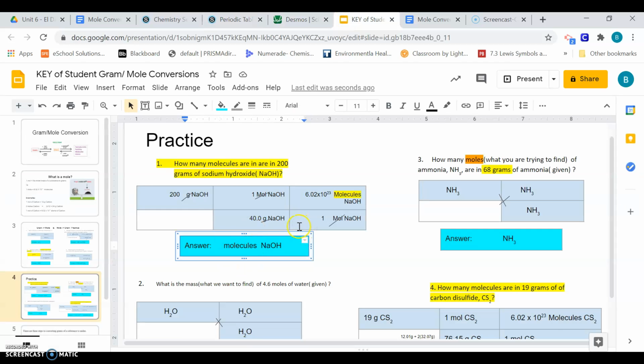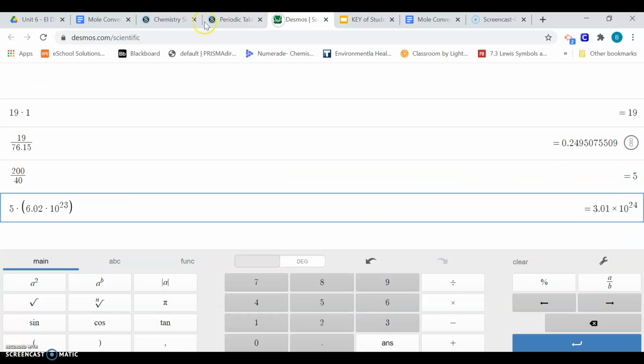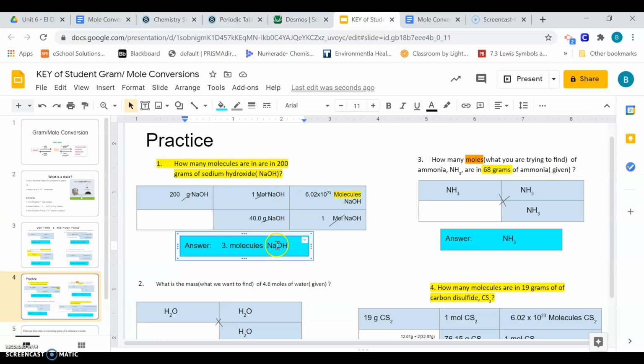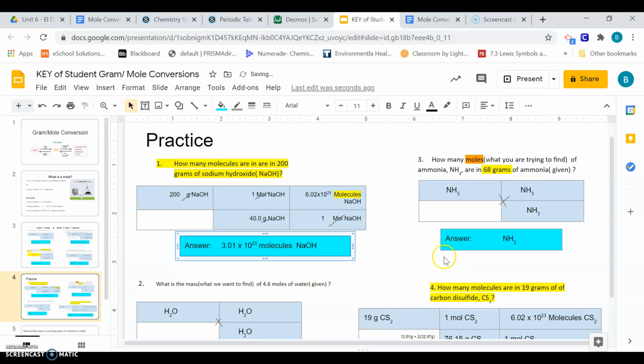And we'll go add our answer, and we need to make sure it says molecules of sodium hydroxide. So 3.01 times 10 to the 24th molecules of sodium hydroxide.